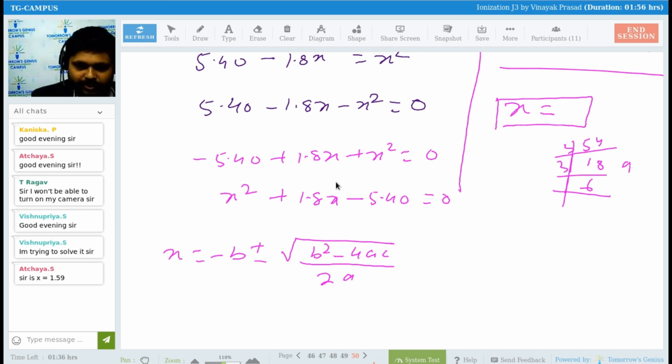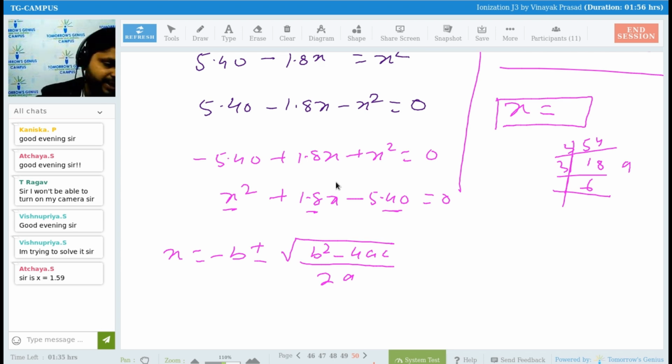So applying this formula, what are you going to get here? Minus b. What will be the value of this minus b? Can we take minus 1.8? See, this is a, this is b, and this is c. I don't think I should tell you these things, guys. You are from the mathematics background. You all are aware about this, right? So what will be the value for this 1.8?